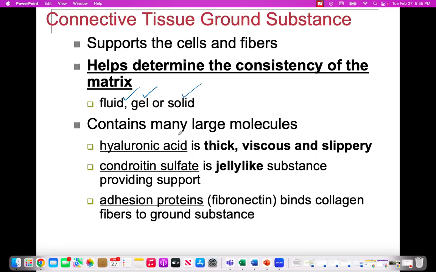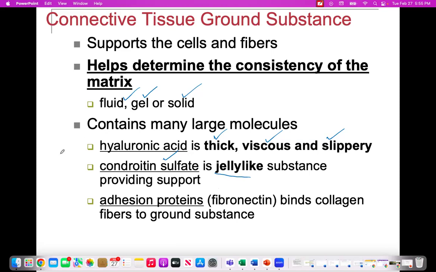We have something in the body called hyaluronic acid, which is very thick. It's very viscous and slippery. Chondroitin sulfate, which is more jelly-like. And then we have adhesion proteins, fibronectin specifically, and these bind collagen fibers to the ground substance. So the body can have different consistency of matrix, from fluid to gel to more solid.